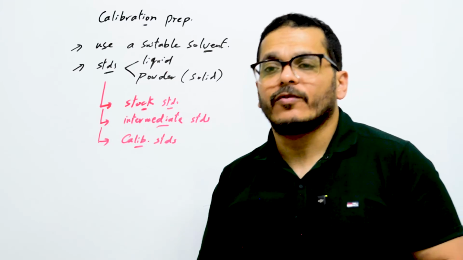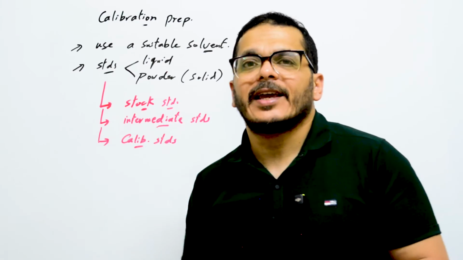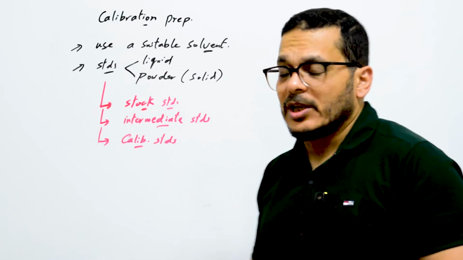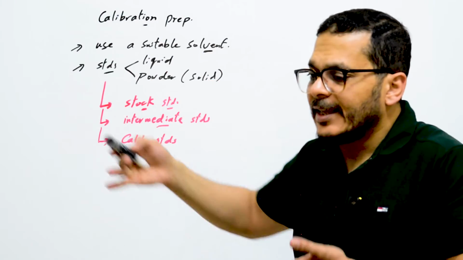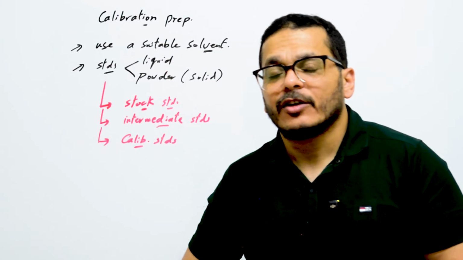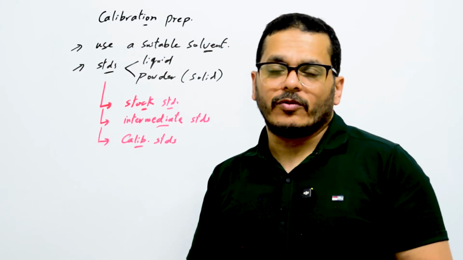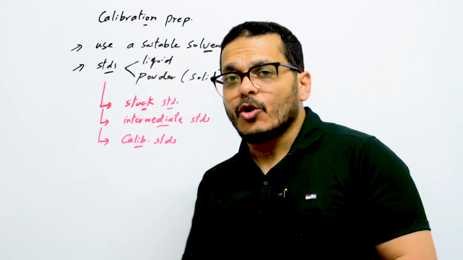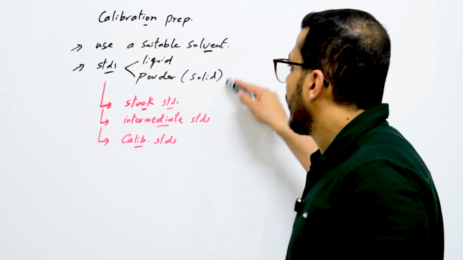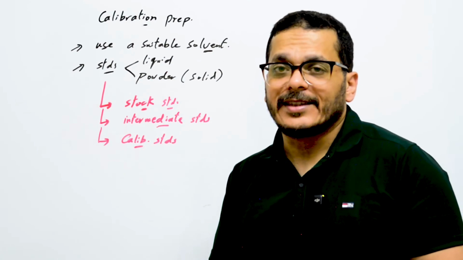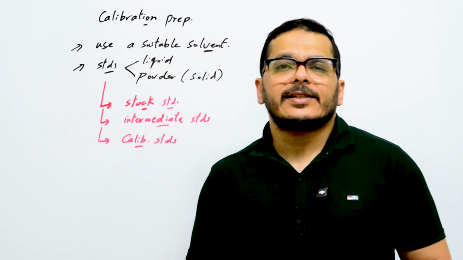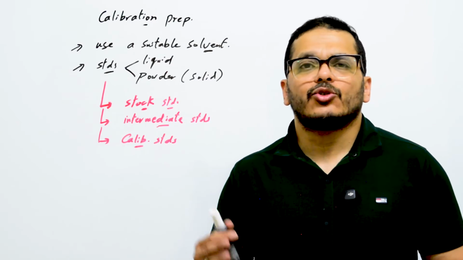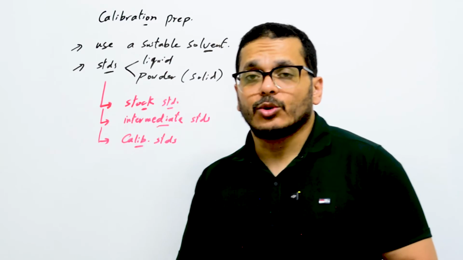In this certificate, you will find that this standard is prepared in acetonitrile or whatever suitable solvent. After that, you will prepare the intermediate or working standards from this using this solvent. And sometimes you have to find the suitable solvent for your compounds, especially in case of solid or powder standards. In case of liquid standard, it is very easy. You have the stock standard concentration with the certificate, and you also have the solvent which is suitable for this.